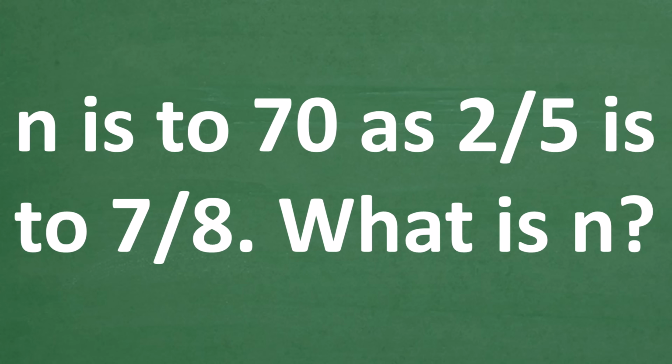So a lot of people are not going to be able to solve this math problem, likely because of a few different reasons, which of course I will be covering in this video. But let's see how you do with this problem. And the problem is the following. N is to 70 as 2/5 is to 7/8. What is the value of n?